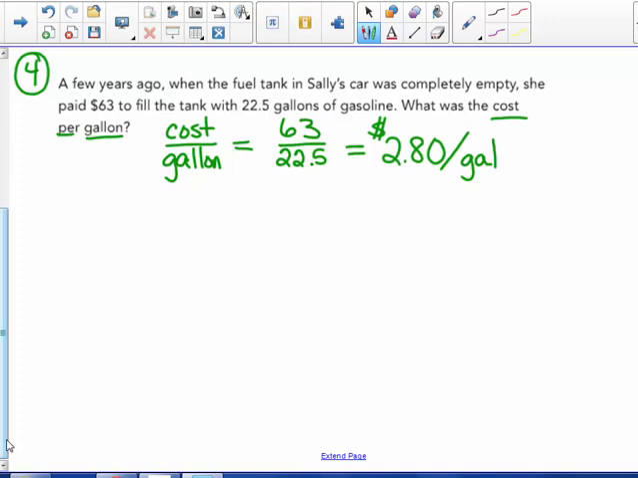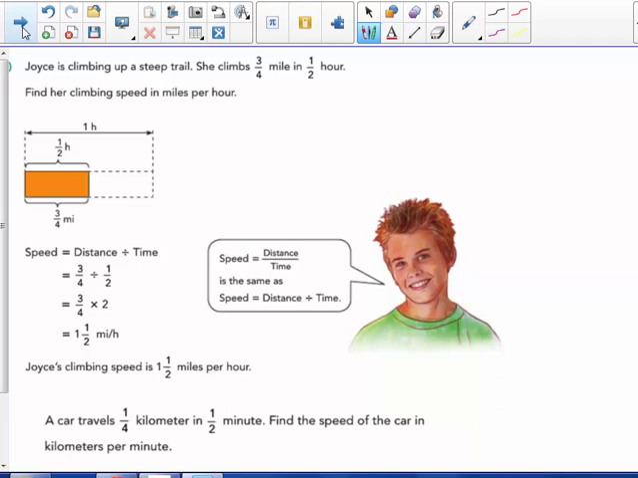Oh, I wish it was $2.80. Not right now, it's more like $3.60. So yes, at the time when this problem was made, the gas was $2.80 per gallon. Putting in 22.5 gallons is going to get you $63 for the cost per gallon. You have to pay attention to the rate. The order of the rate is how you divide. It's not 22.5 divided by 63. So pay attention to the rate.